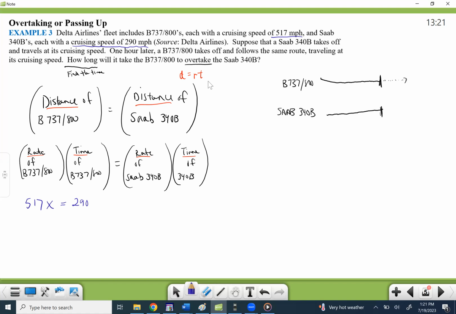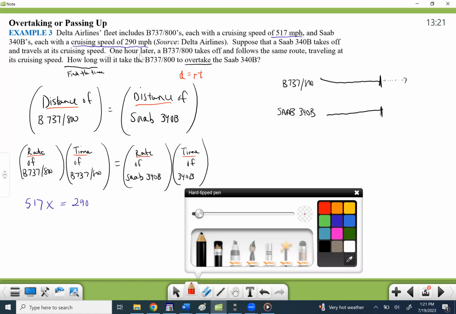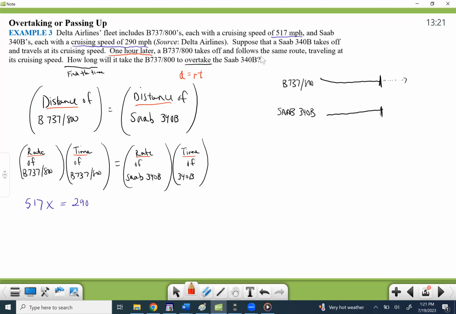Who had, it says right here, what? 1 hour later. Okay, so let me read this again. Suppose that a Saab takes off and travels its cruising speed. So the Saab took off first. An hour later, the B737 takes off. Okay, so the question is, who had more time? Well, the Saab had more time because it took off first. How much more time? An hour more, right?